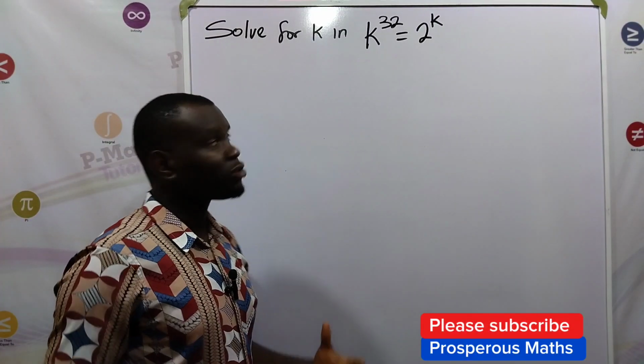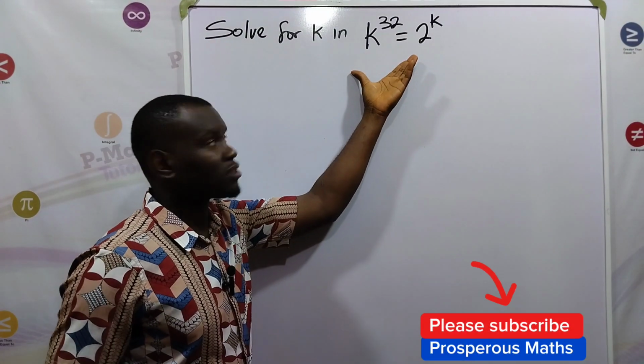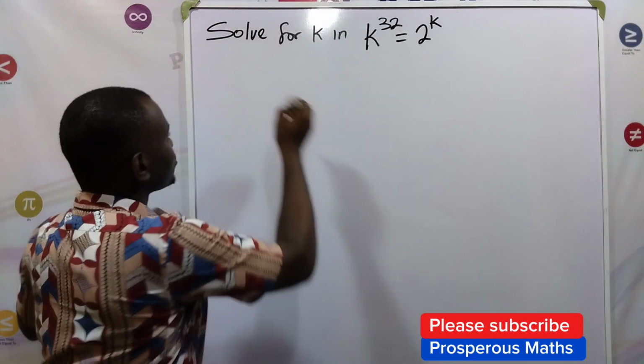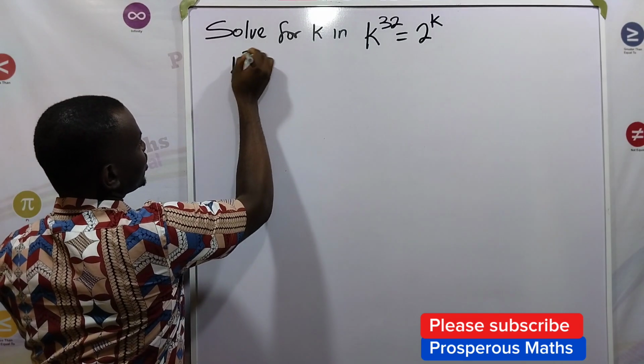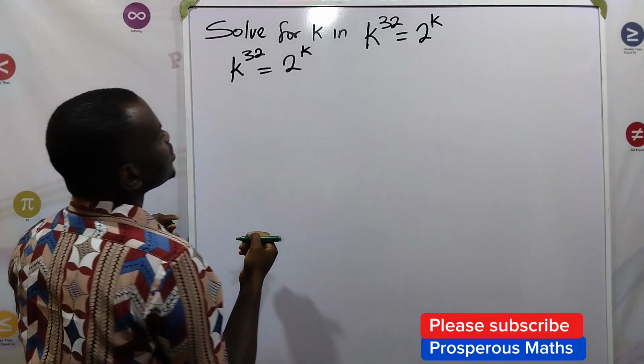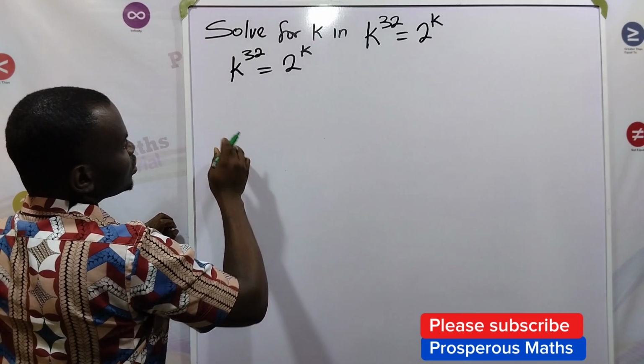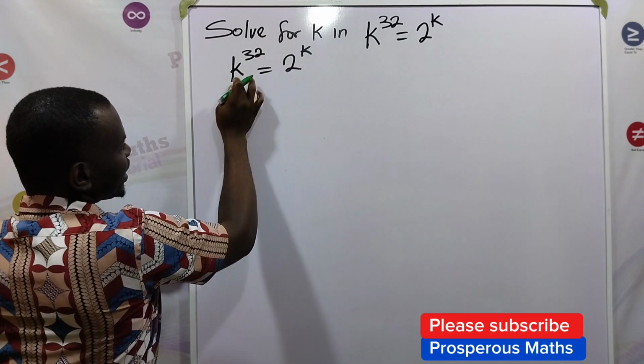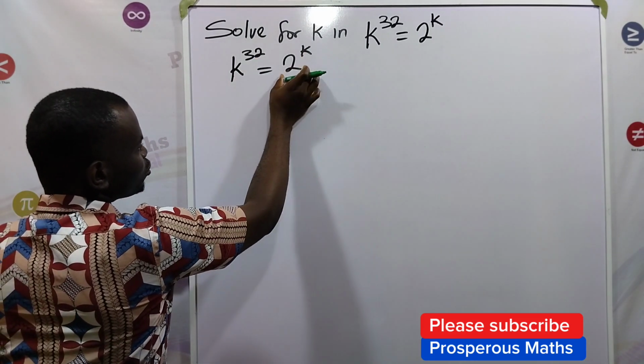Let us solve for the value of k in this equation. Okay, so we have k raised to the power 32 equals 2 raised to the power of k. So the first thing I want to do is to eliminate 32 from k and eliminate k from 2.